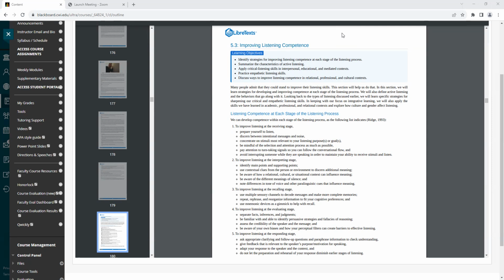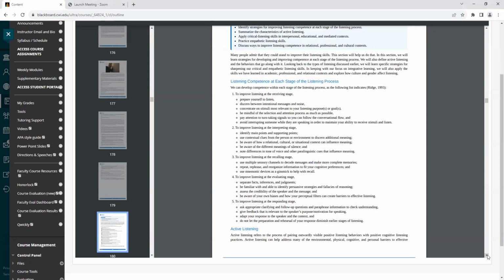Heading: Listening competence at each stage of the listening process. We can develop competence within each stage of the listening process, as the following list indicates. Number one, to improve listening at a receiving stage. Prepare yourself to listen. Discern between intentional messages and noise. Concentrate on stimuli most relevant to your listening purposes or goals. Be mindful of the selection and attention process as much as possible.